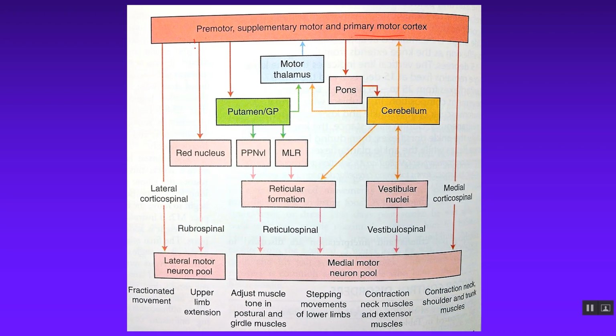Your cortex projects to the red nucleus. The rubrospinal tract is here. You have the lateral corticospinal tract that goes to the lateral motor neuron pool, which is more for distal fractionated types of movements. This is fractionated movement, this would be upper limb. This should say, I don't know why it says extension. This should be flexion. Upper limb flexion for the rubrospinal tract.